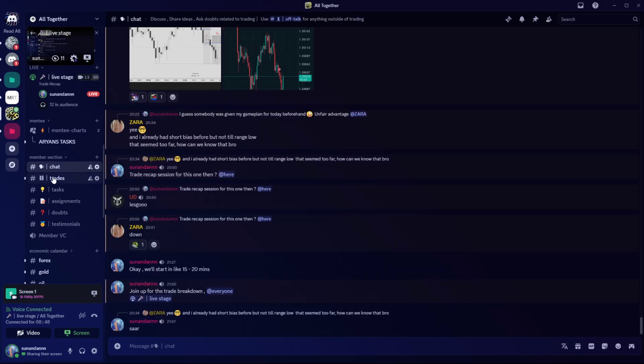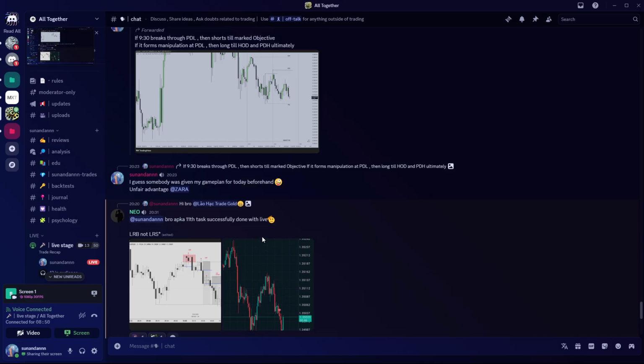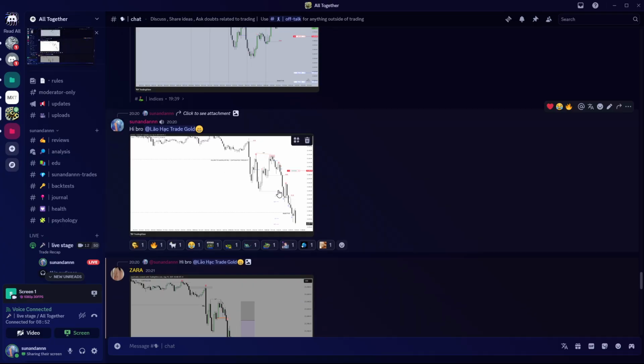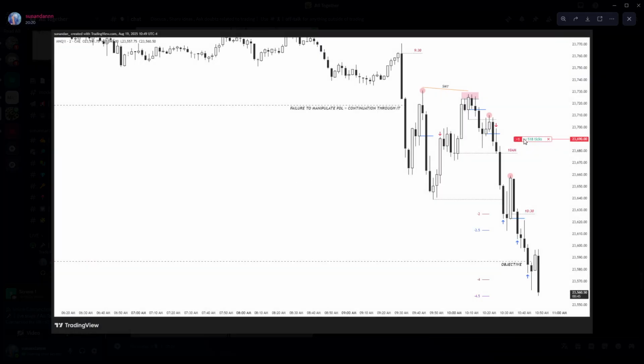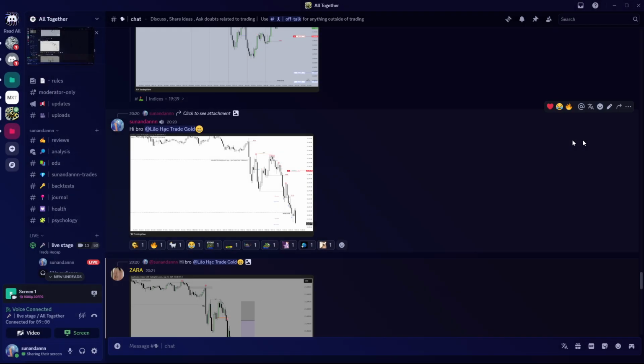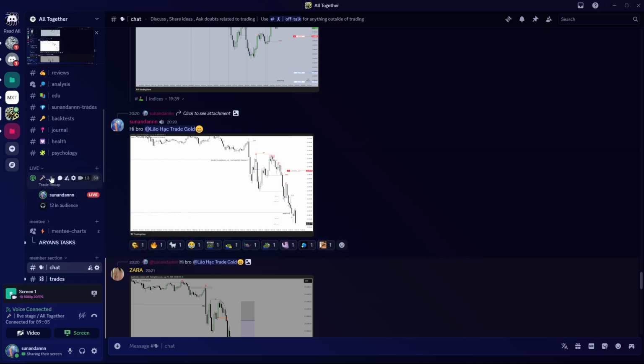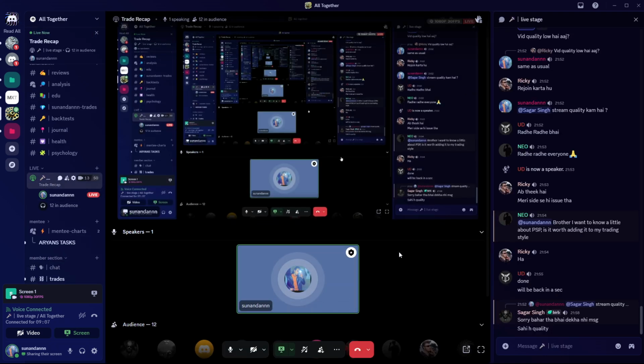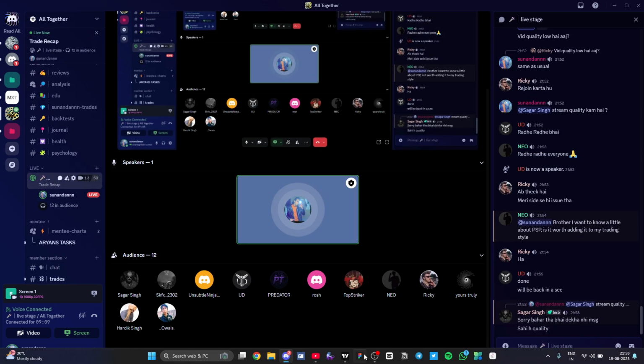I haven't posted it properly in my channel, but this was my NQ short till the objective, some 500 ticks around position, and the why behind it. Okay, let's get into it. And I will go over your doubts maybe after it.